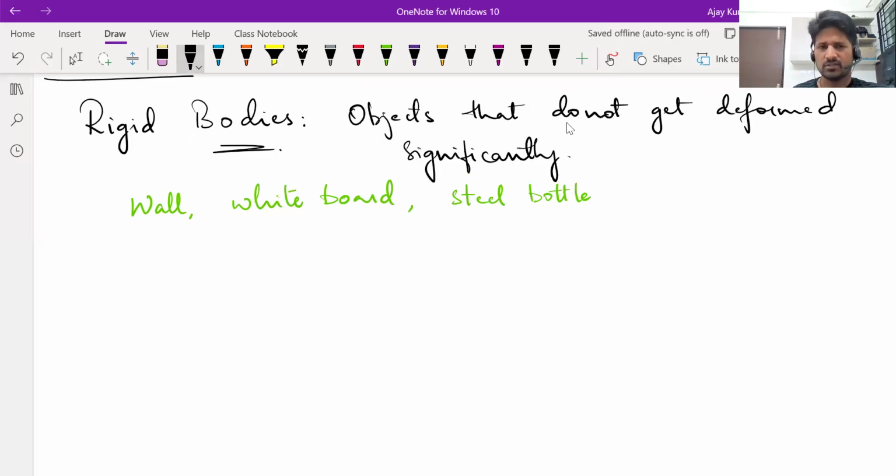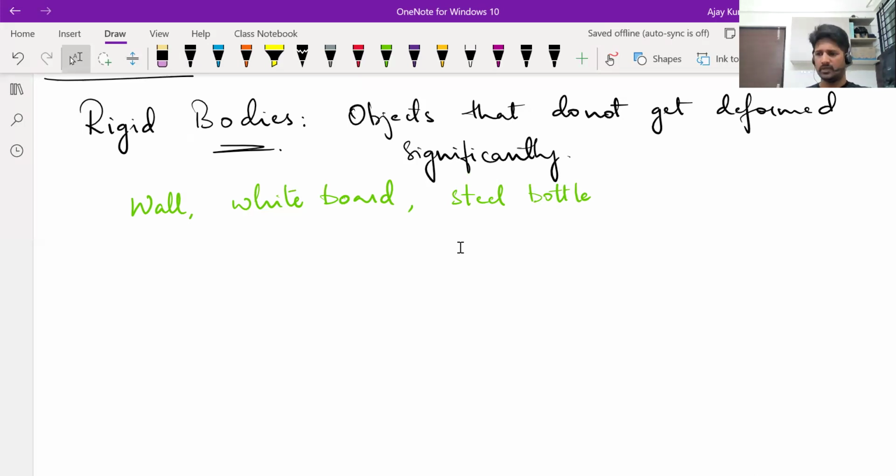And it all depends on the situation. Okay, see, like the water bottle itself, if you simply hold it and drink water from it, it won't get deformed. Or even if it gets deformed, it's not noticeable at all. But the same steel bottle, if you fill it with water and drop it to the ground, it's quite possible that it develops some dents when it hits the ground, because the ground exerts a very strong force on it, an impulsive force, which deforms the object.